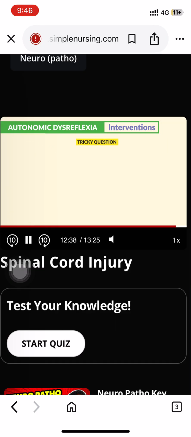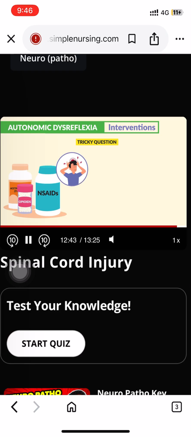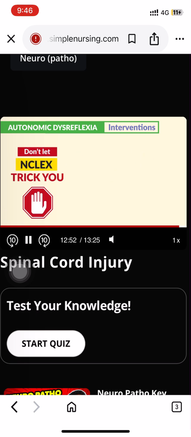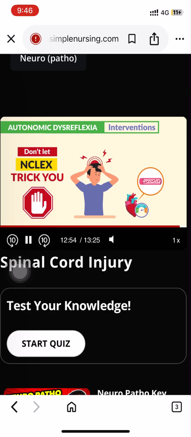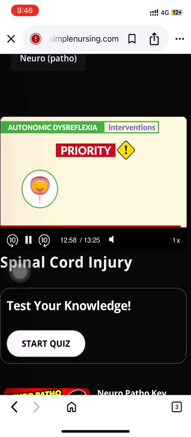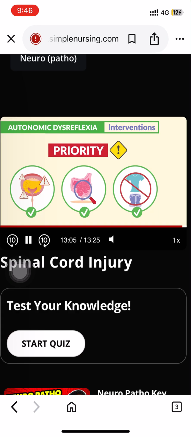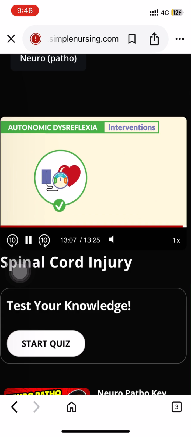Now, a trick question here. Do we give analgesic pain meds or NSAIDs for the headache? Very interesting. Well, no. The first thing we do is correct the causes. Now, don't let the NCLEX trick you here. The headache is caused by that high blood pressure pounding against the brain. So the priority actions are always to correct that bladder distension, bowel assessment, and even remove constrictive clothing. So then the high blood pressure will be fixed on its own and the headache will naturally resolve.